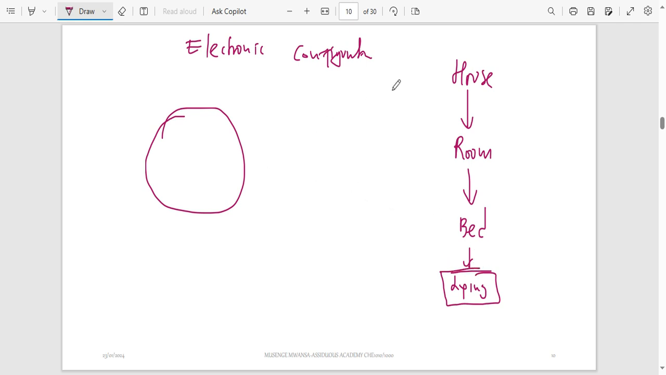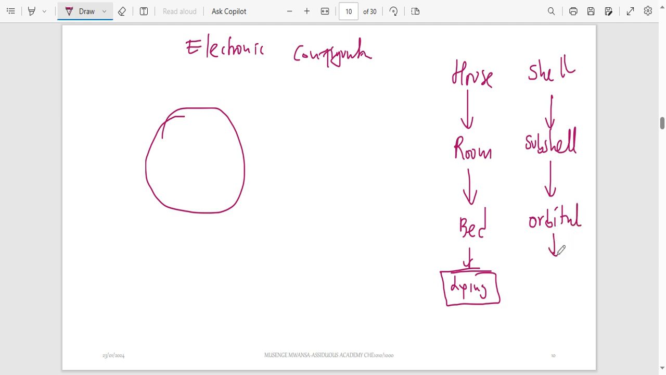So if you say an electron is found in the shell, shell is not specific. Electrons are actually found in the shell. Saying shell is the same as saying the electron is in the house. Now, where exactly in the shell? It is going to be found in something which is known as a subshell. Where exactly in this subshell? It's going to be found in what is known as an orbital.